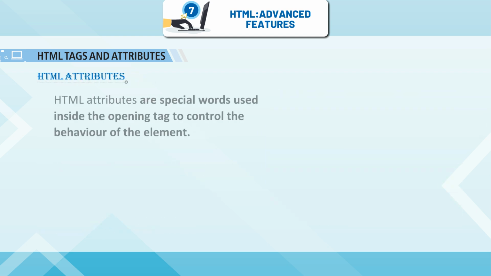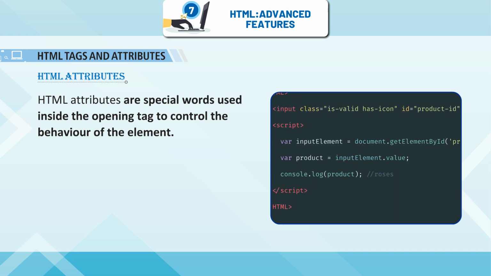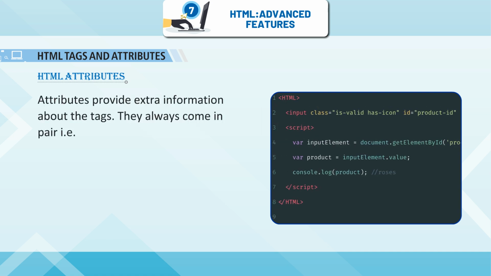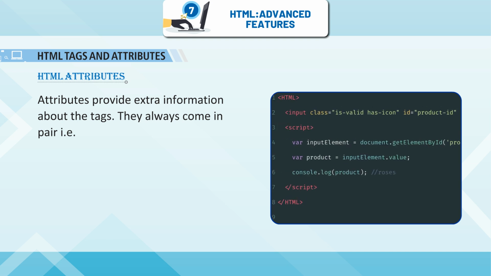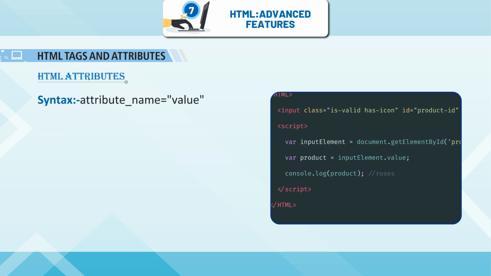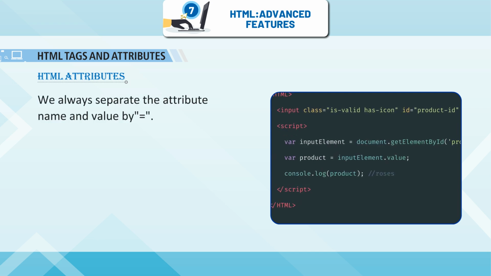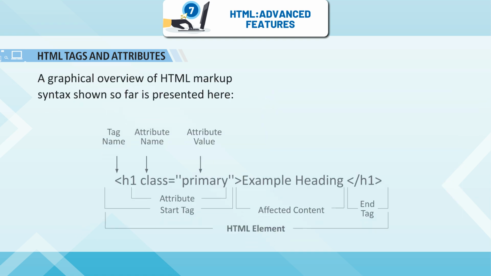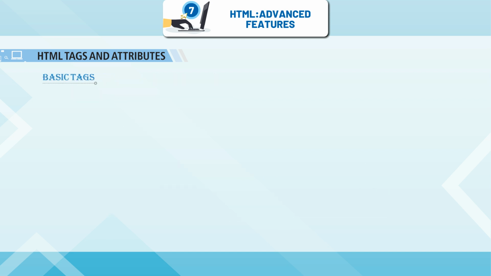HTML attributes. HTML attributes are special words used inside the opening tag to control the behavior of the element. Attributes provide extra information about the tags. They always come in pair. That is, syntax: attribute_name equals value in double quotes. We always separate the attribute name and value by an equal to sign. A graphical overview of the HTML markup syntax shown so far is presented here.